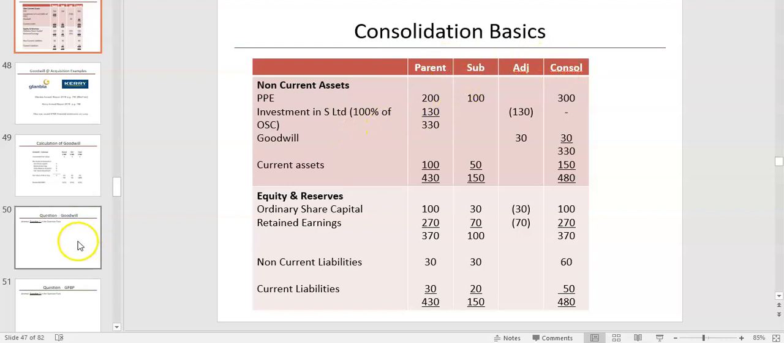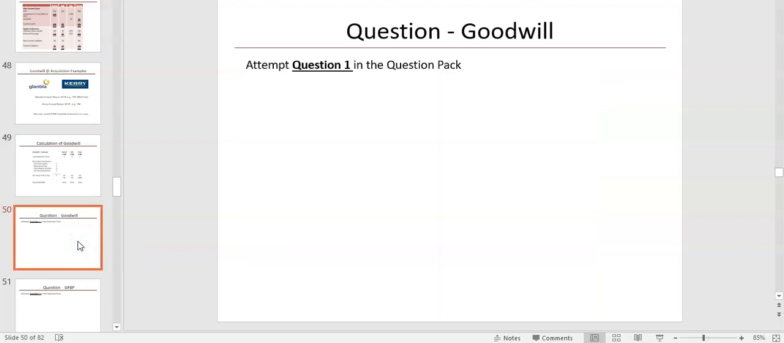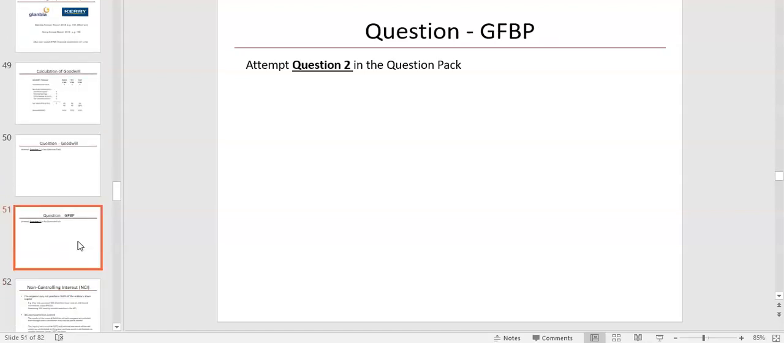statement of financial position. What I want you to go on now, and we did a little poll in class to finish off, do your question 1, which should have a positive goodwill, and do question 2, which is negative goodwill, which is also known as gain from bargain purchase.